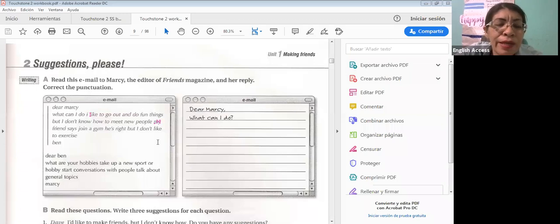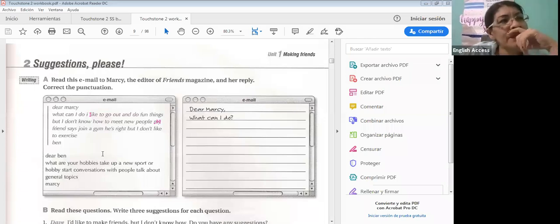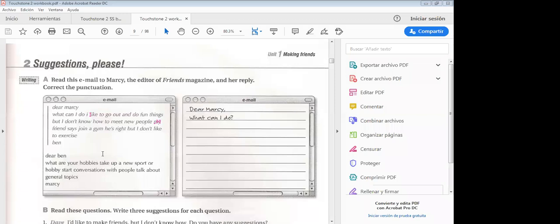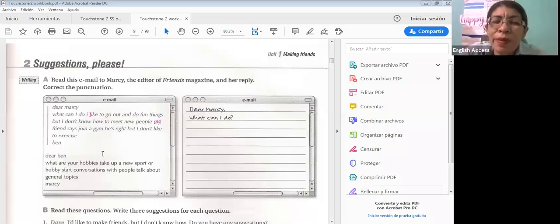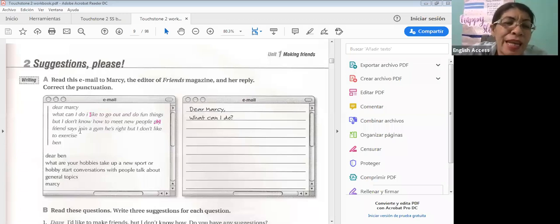He's right, but I don't like to exercise. What do we need in that part? My friend says, join a gym. Period. Do you remember it was in unit 11, I guess, when we learned how to use the commas? Do you remember the commas after the word said? So my friend says, and after says, we need a comma.